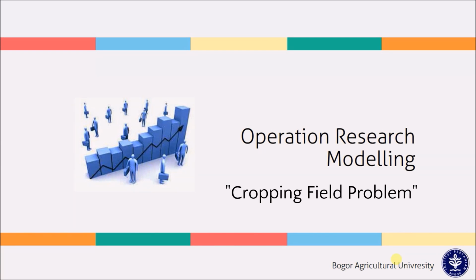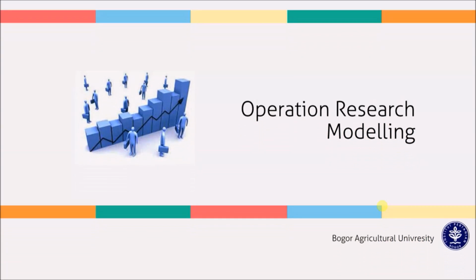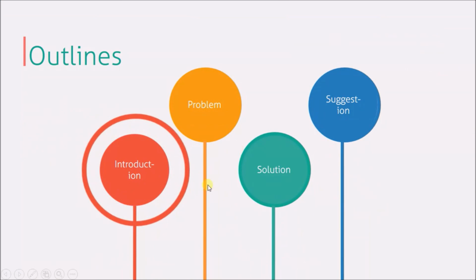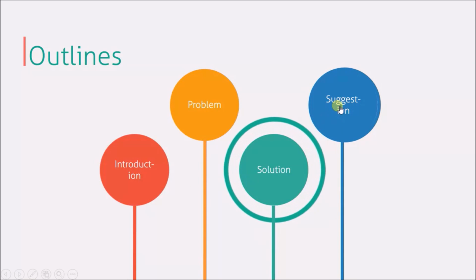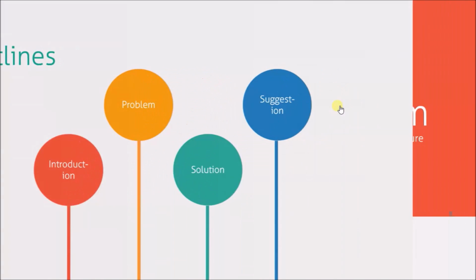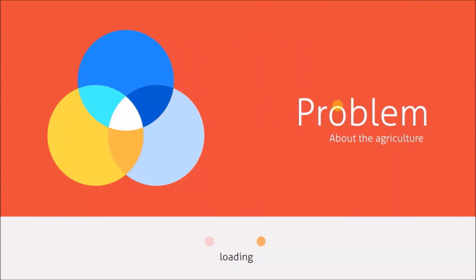Everyone, we're going to present you a solution from an Operation Research Modeling problem, and these are the outlines. Firstly, we're going to introduce the problem, and then the solution, lastly the suggestion for this problem. The problem is about agriculture.